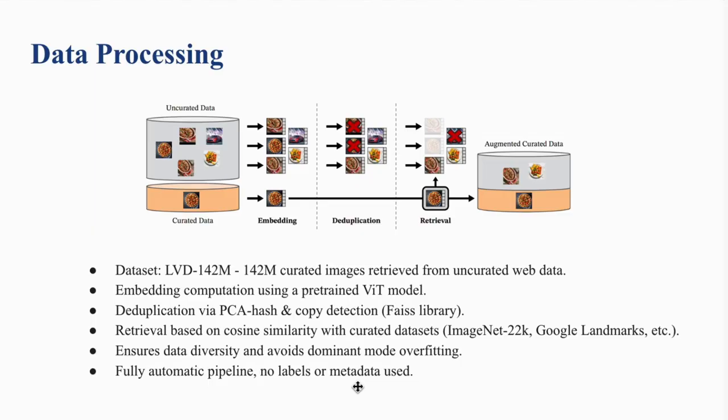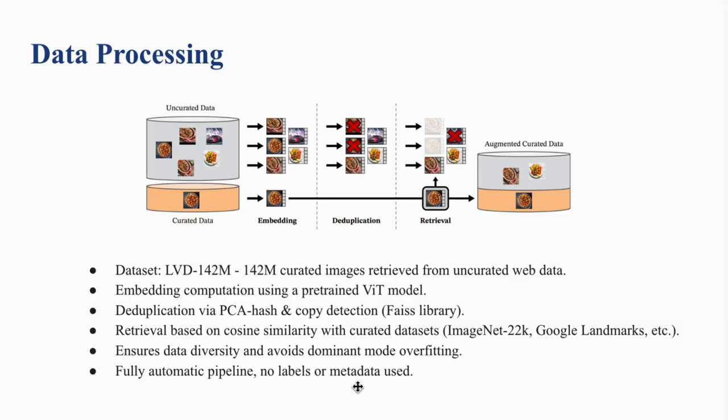To solve this, they introduced a novel automated data curation pipeline, aiming to capture the benefits of scale and diversity without sacrificing quality. The result is called LVD 142 million, high quality and diverse images. Here's how it works in detail. First, they gather a few trusted curated datasets: ImageNet 22K, Google Landmarks, and fine grained classification datasets. These serve as the high quality reference set.